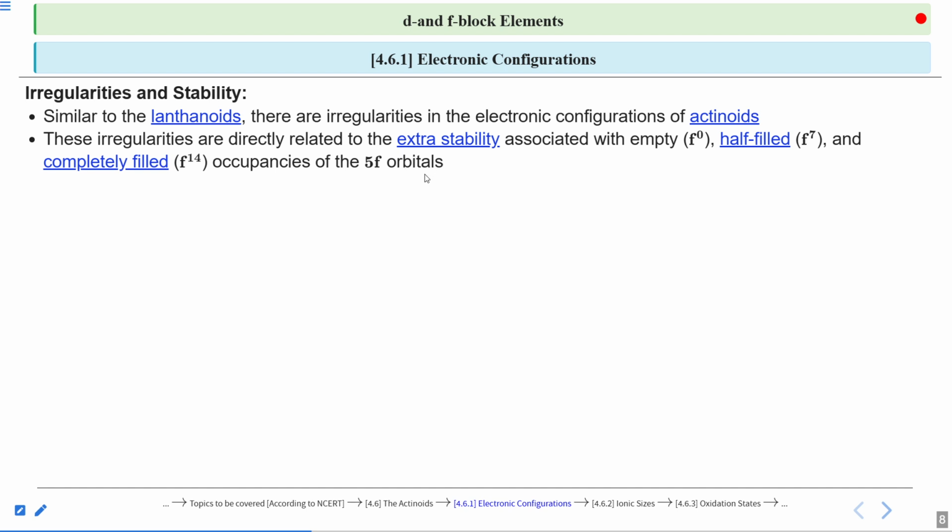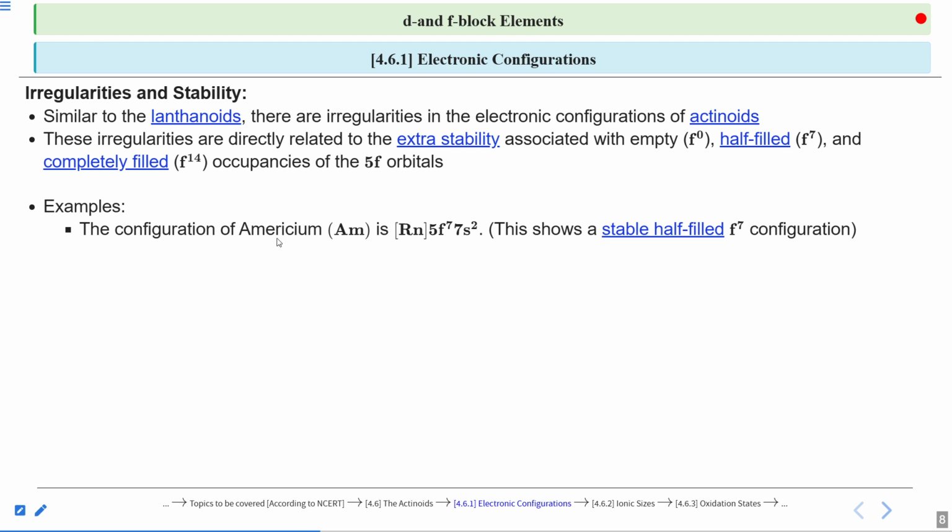So 5f, f is an orbital that can contain a maximum of 14 electrons. That means half filled will be 7, right? So f7 and f14, half filled and completely filled, are both more stable. And empty f0 means the element attains the noble gas configuration, due to which it gains extra stability, and due to which there are some irregularities in the electronic configurations of actinoids. So let's see the examples.